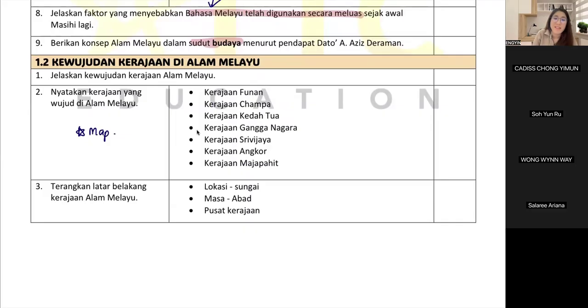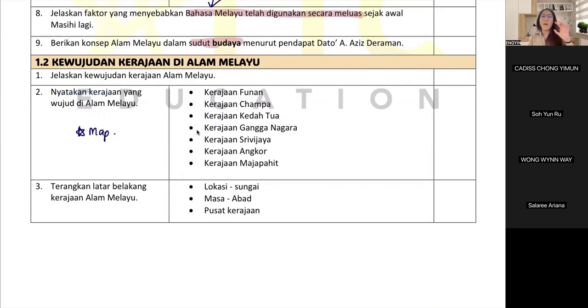Can you help me to put the stars there? They love to put a map there, and they will give you some unknowns on the map, like A, B, C, D. Then they will ask you what are the kerajaan located at A, B, C, D. That's what I worry the most. If the question is like this, please state the kerajaan di Alam Melayu, easy peasy, right?